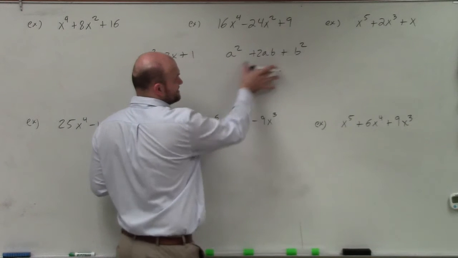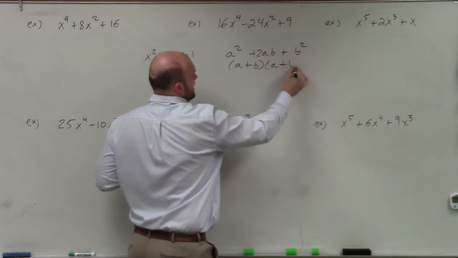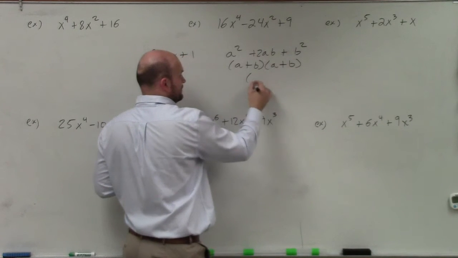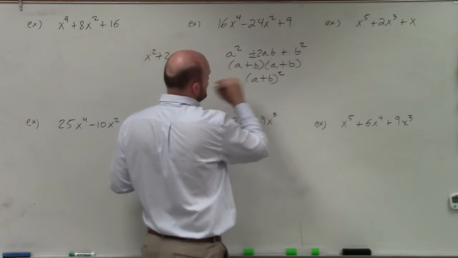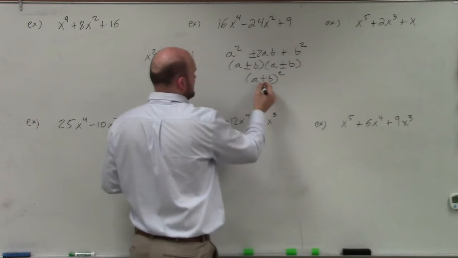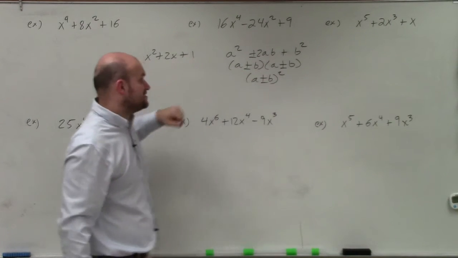What's nice about this is we know that the factored form is going to be a plus b times a plus b, or a plus b squared. And again, that could be plus or minus. If the middle term is minus 2ab, then those two would be minus as well.